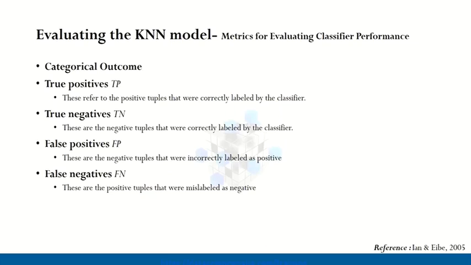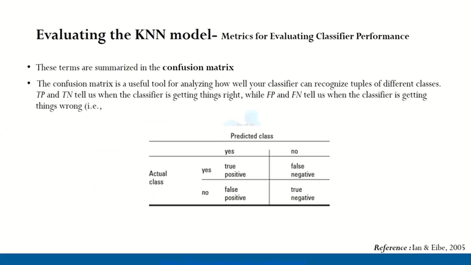Then we have false positives, okay? So negative tuples that were incorrectly labeled, and then false negatives, positive tuples that were mislabeled. So the last two are the ones that you want to reduce as much as possible. Let's look at what this looks like in our confusion matrix. That one will make it easier to understand.